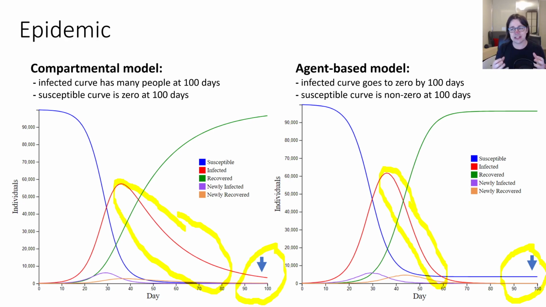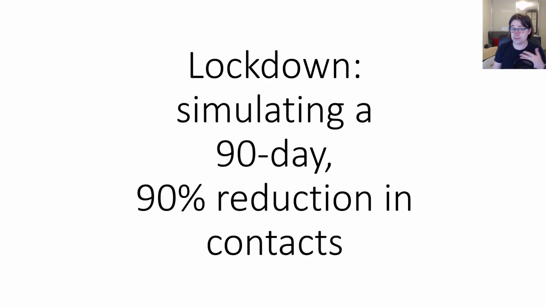And where this really becomes important is when you are talking about what happens when you lock people down. So I decided to simulate something that seems actually pretty reasonable. This is what a lot of the world is doing right now. They're hoping for a 90-day lockdown with a 90% reduction in contacts. This is what we're looking at in Australia, similar things in the UK, in New York, in New Zealand. Will it work? Won't it work? Who knows? Let's do some modeling.